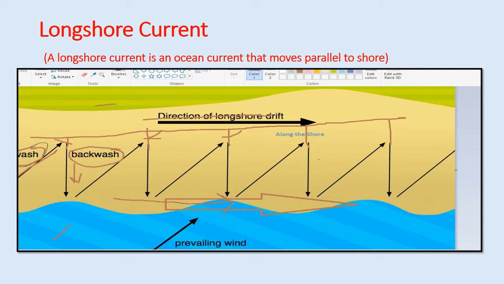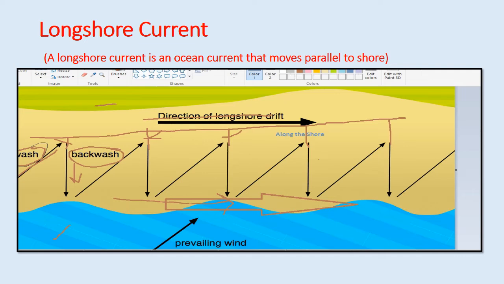Drifting is the slow movement of the material. Drifting, not very fast moving material. It's a very slow process that is known as drift. What is longshore drift? First is the formation of the longshore current. Longshore current is related to backwash and swash.